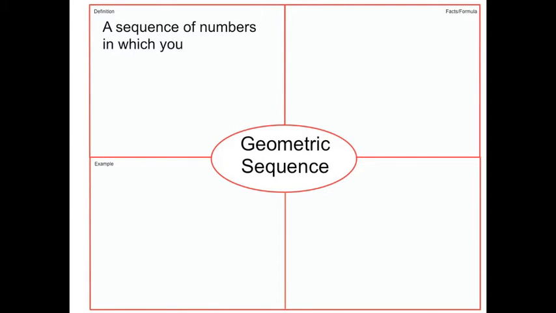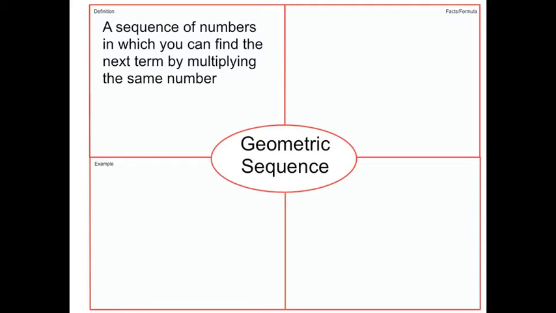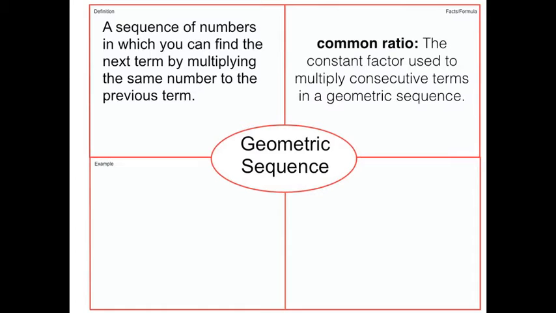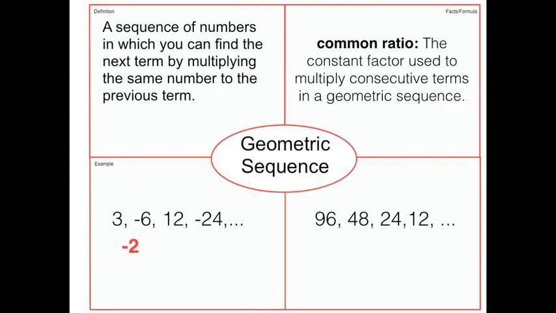The other type of sequence, geometric sequence. This is the common ratio between two terms. So what you have to multiply by to get from one term to the next. Here are two examples that show geometric sequence. The first one you have to multiply by -2, that's the common ratio, to get from one term to the next. And the second example you have to multiply by 1/2.